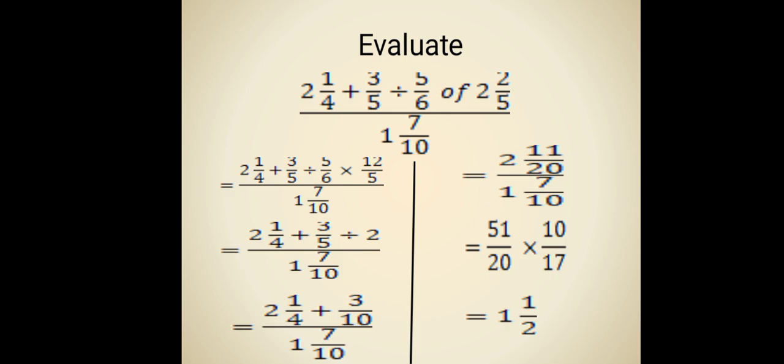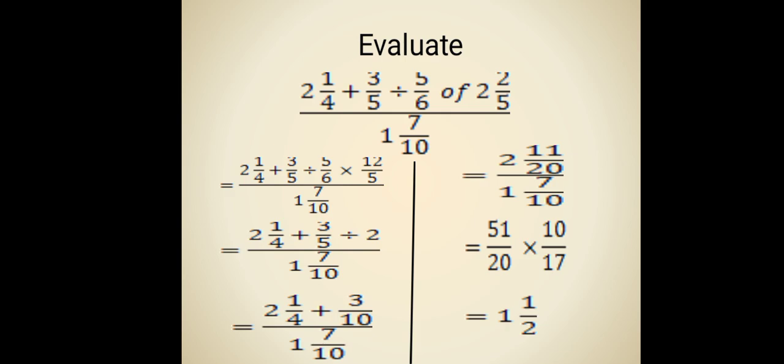Remember, we are not working for the denominator at this time, we continue carrying it out. Now we simplify the numerator. 2 1/4 plus 3/10, we get 2 and 11/20, all over 1 and 7/10 as the denominator. Now we can get the improper fraction of the numerator, it becomes 51/20. For the denominator, it becomes 17/10.